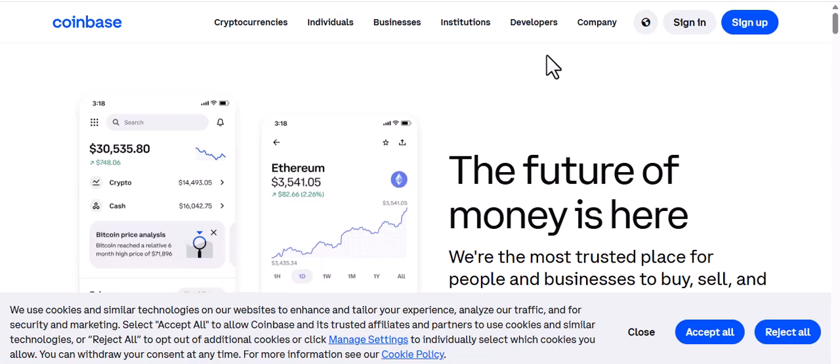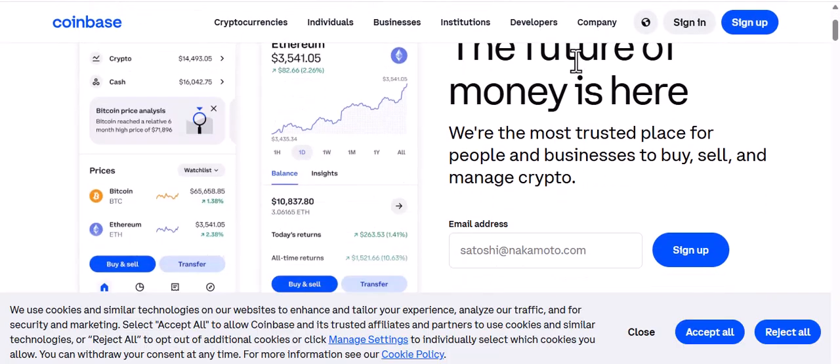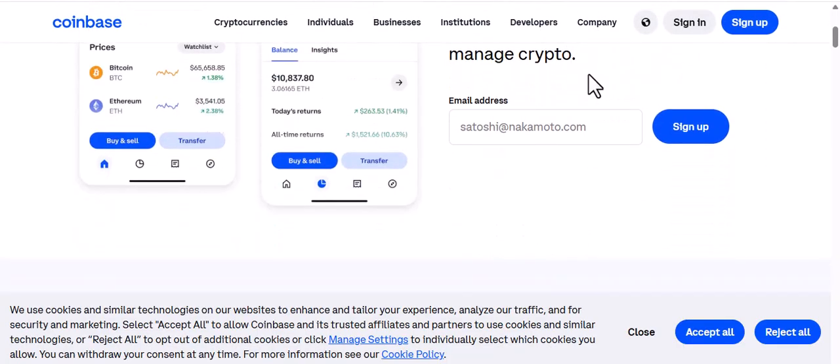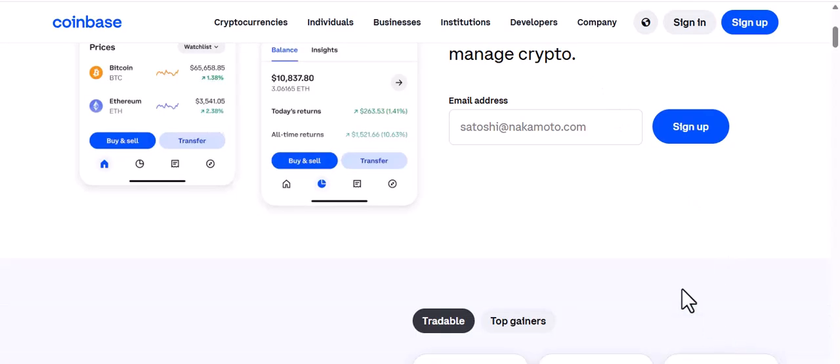Have you ever felt that sinking feeling in your stomach? The one where you realize your phone is gone, or maybe you accidentally uninstalled your Coinbase Wallet app, and suddenly all your crypto feels lost. It's a moment of pure panic, but what if I told you there's a way to get it all back?